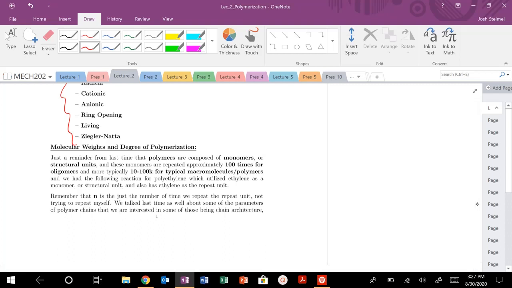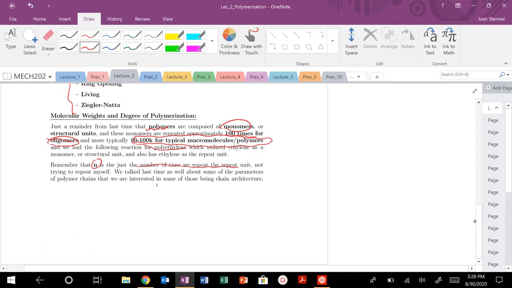So just a reminder, polymers are composed of monomers or different structural units, whichever you prefer. Again, you'll see different literature refer to it differently. So if n is the number of structural units or repeat units or monomers, around 100 repeat units is typical for oligomers. 10 to 100K is typical for your macromolecules or polymers. Last time we said that n was the number of times we repeat this repeat unit. I'm not trying to repeat myself.